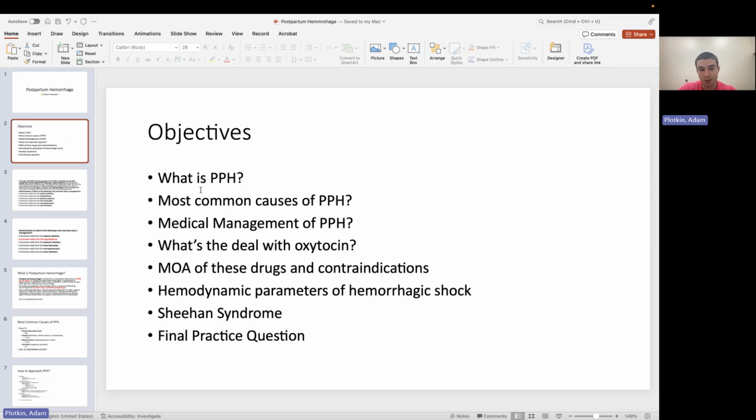So my objective is to talk about what is postpartum hemorrhage, what are the most common causes, how do we medically manage it, what's the deal with oxytocin, what's the mechanism of action of the drugs we use in the medical management, and what are some contraindications, what are the hemodynamic parameters of hemorrhagic shock. We'll talk about Sheehan syndrome, and then we'll do a final practice question.